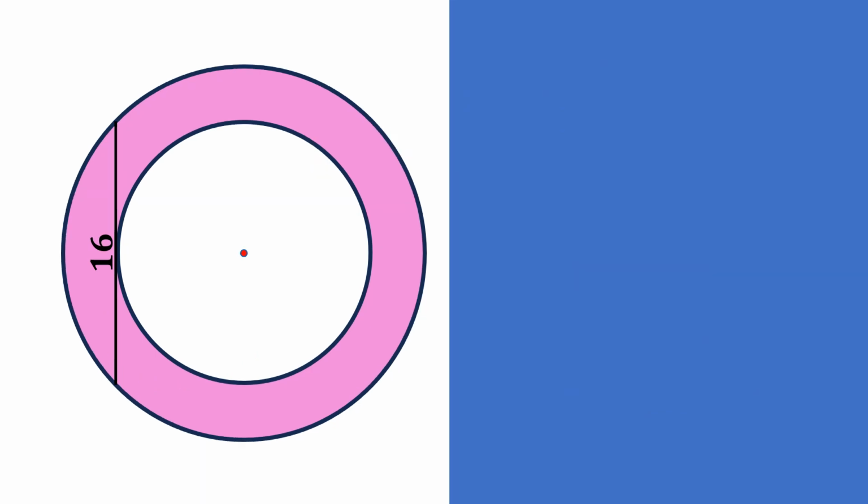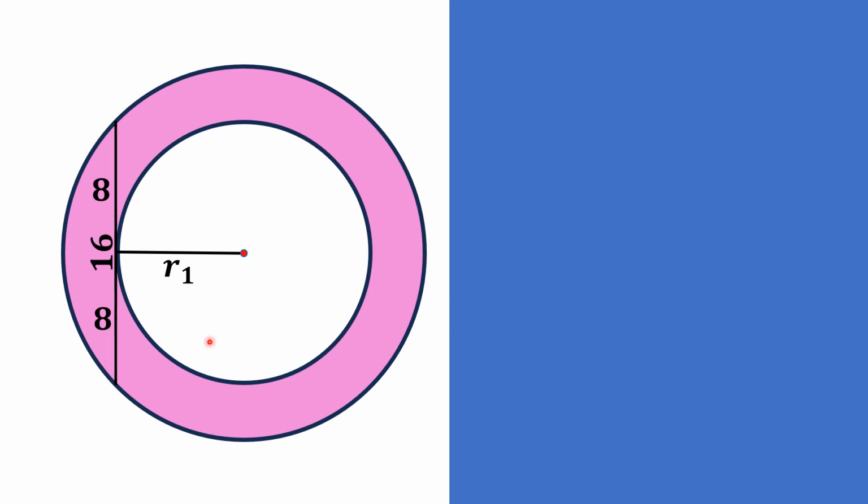Now the solution, we draw the radial line of a smaller circle and touching the tangent point. We know that a radial line is always perpendicular to the tangential line, and it divides this chord into two equal parts. So this length is 8 units and this length is also 8 units.